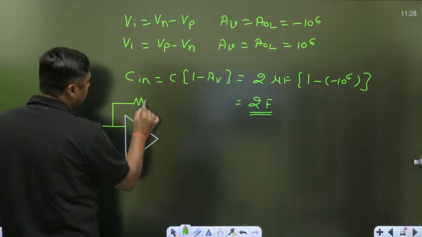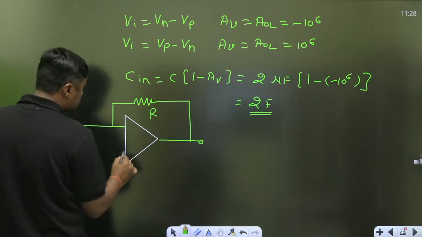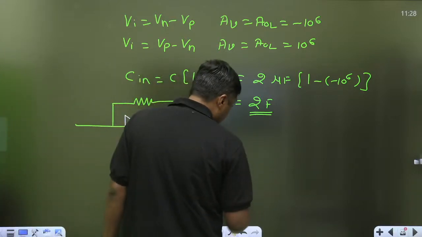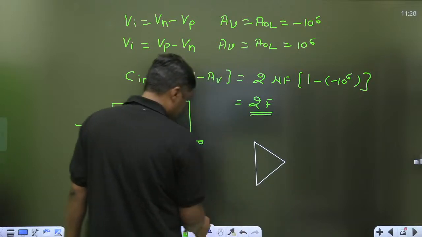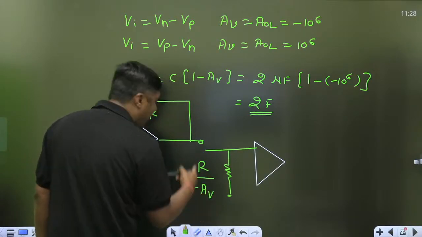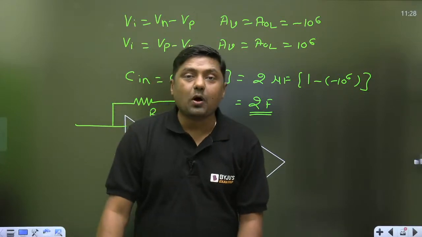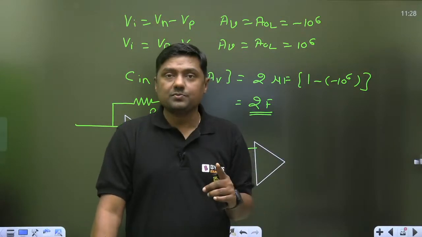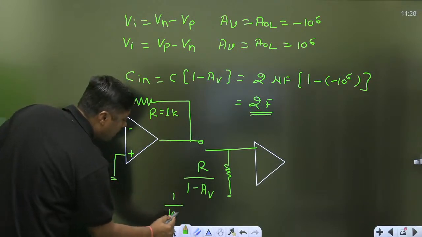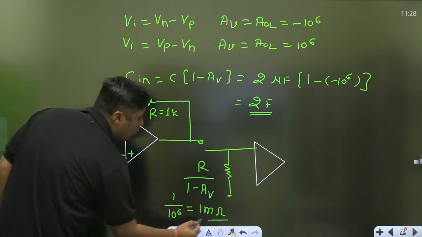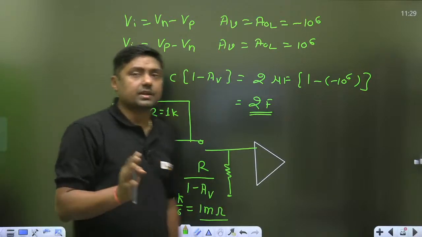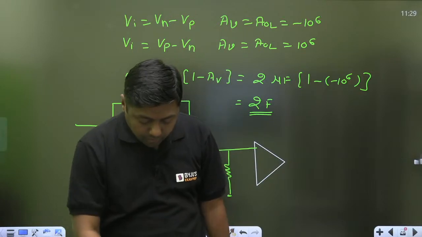We can reduce the value of the resistor by using this circuit, because a small value of resistor is practically not possible. It is R upon 1 minus Av, that is divided by 10 to the power 6. If suppose you want a resistor in the milliohm range, which is practically not possible, connect here a 1 kilo ohm resistor. 1 kilo divided by 10 to the power 6 will become 1 milliohm. That is possible by using this resistor divider circuit. I think this concept is clear to everyone.